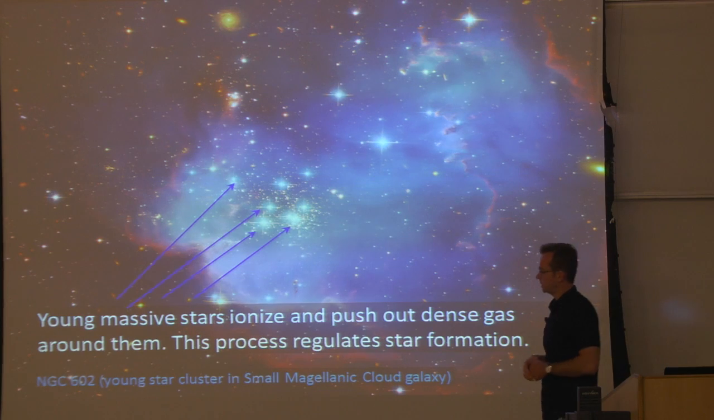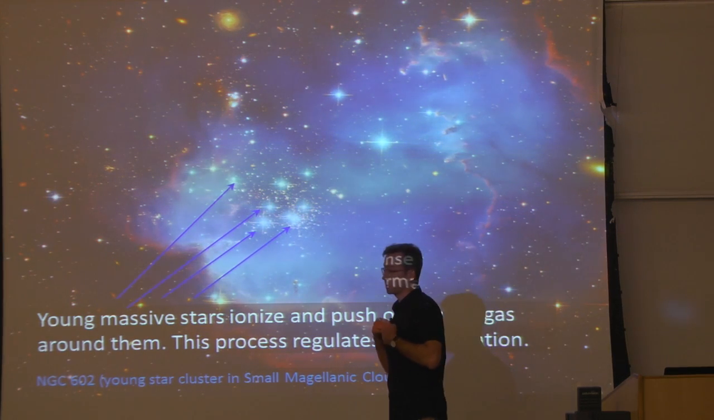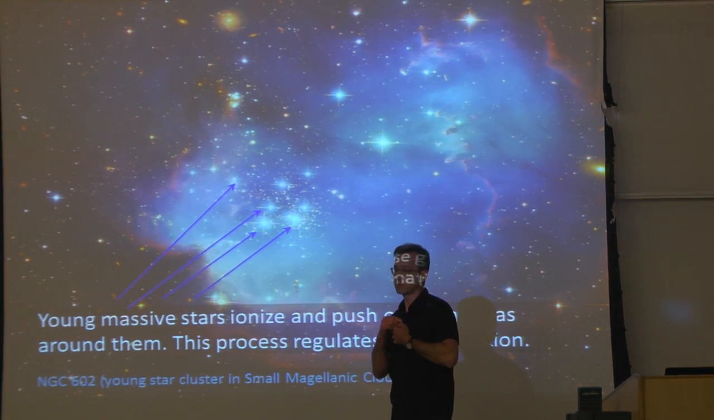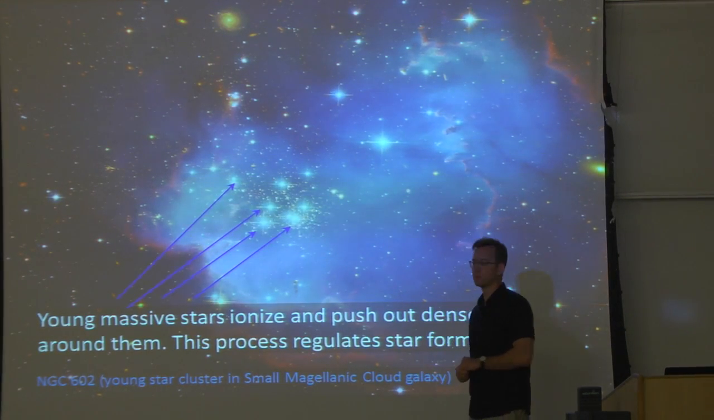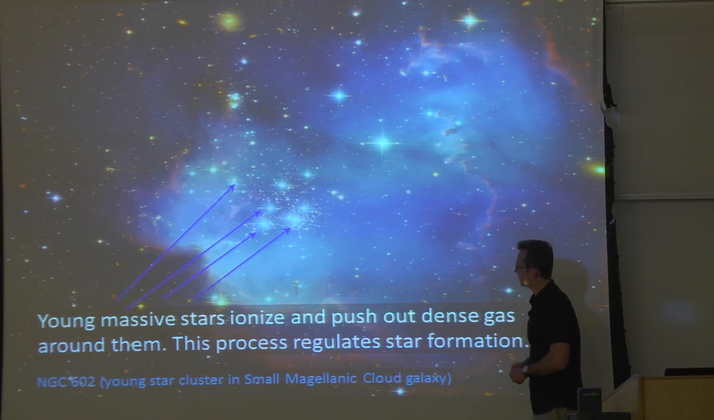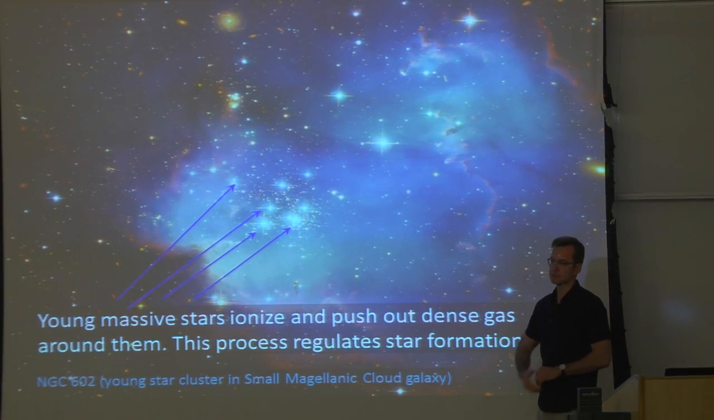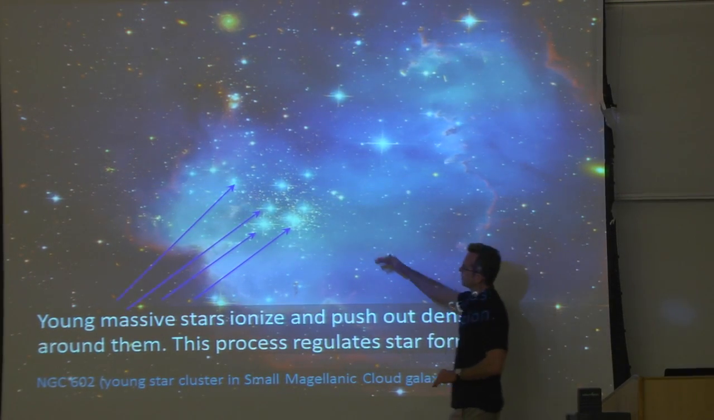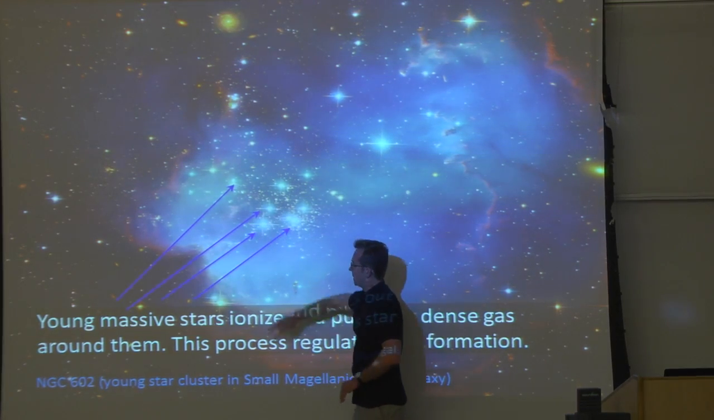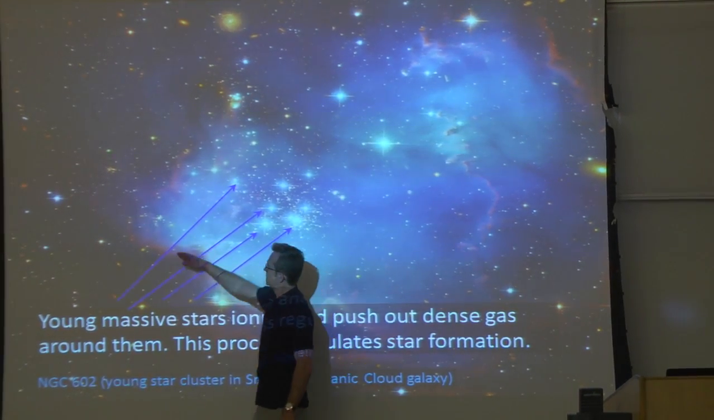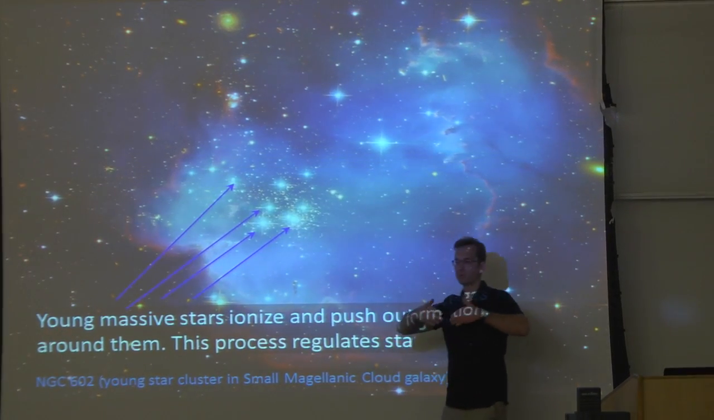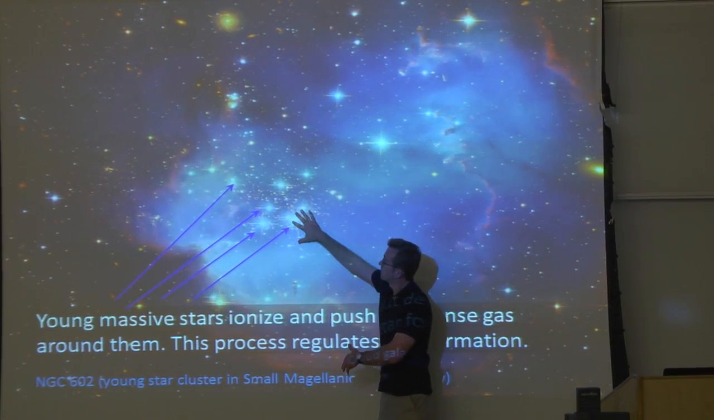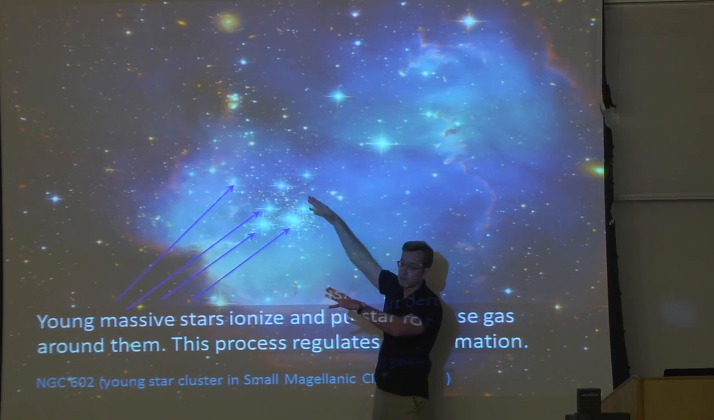Here's an example. Here is one young star cluster, a collection of young stars. These ones you can almost see with the naked eye, maybe not quite, but with a small telescope. In our neighbor galaxy, the Small Magellanic Cloud, here are the young stars that formed. And on the outside, you can see the shell of emission. This is the ionized gas that is being pushed by the young stars of this cluster into the surrounding medium.